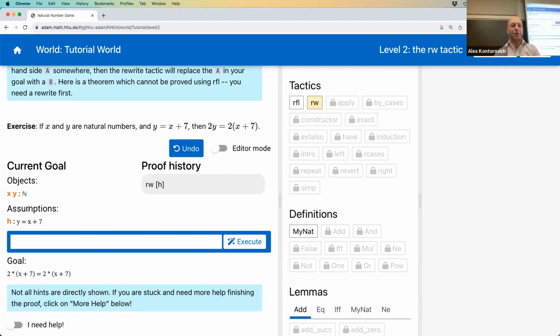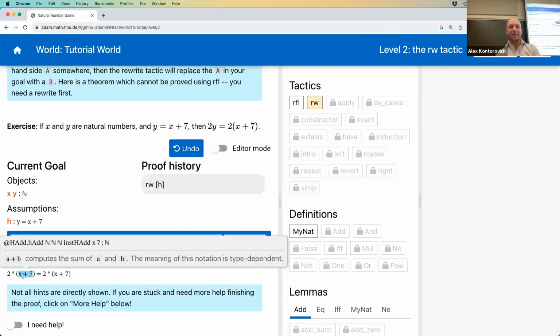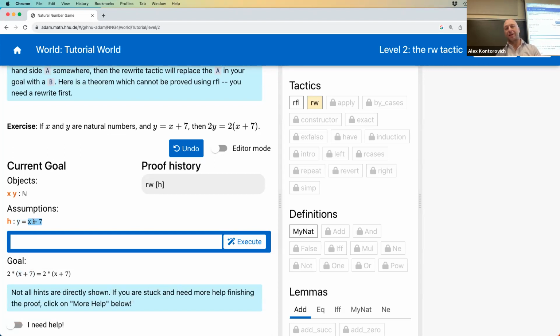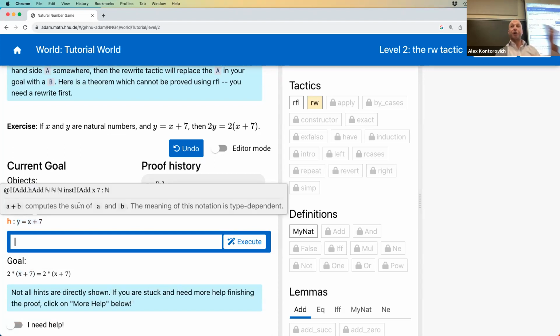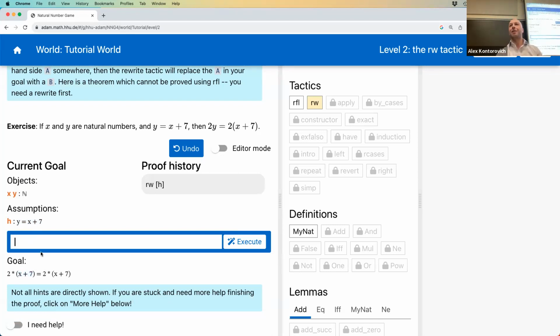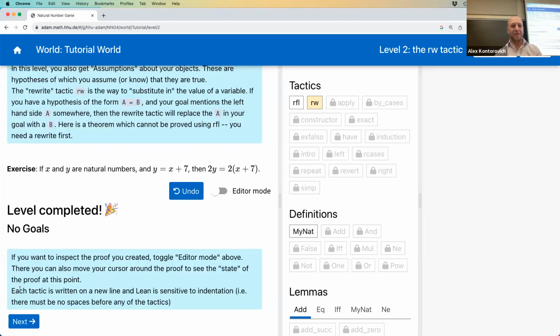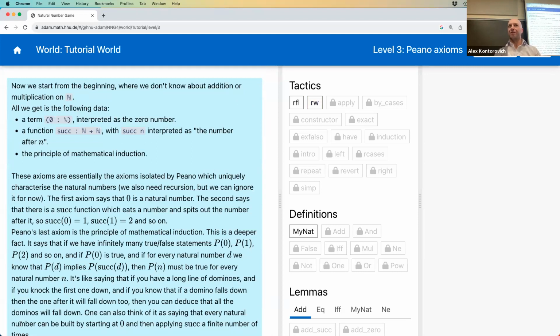Rewrite H, what it did is it replaced the instance of y here with what was on the right-hand side. Rewrite is directional. So if it finds the left-hand side, it replaces it with the right-hand side. Now what? REFL. Done. Next. So far, so good?